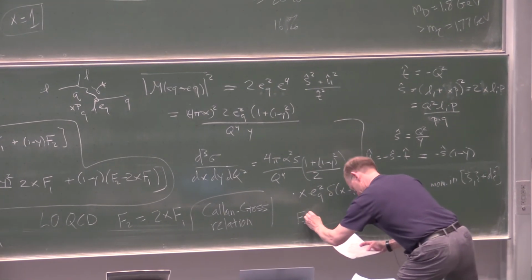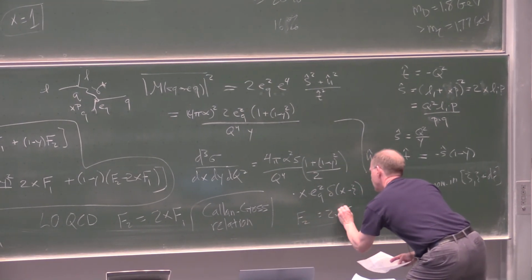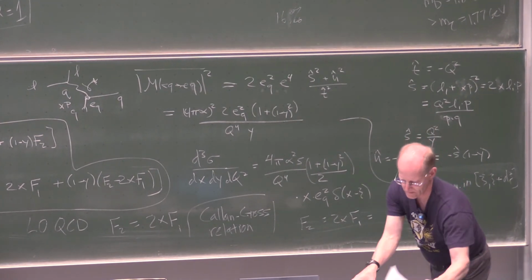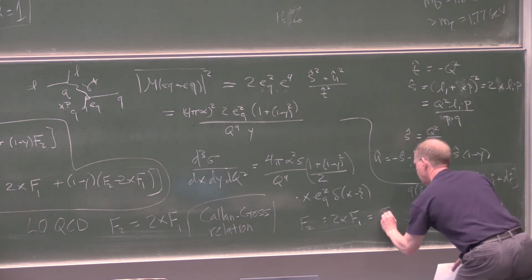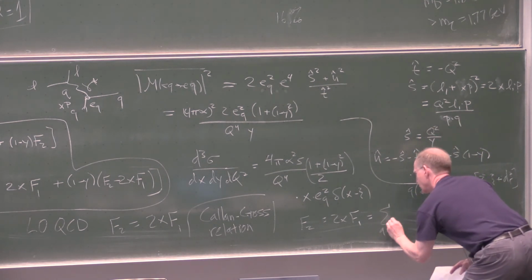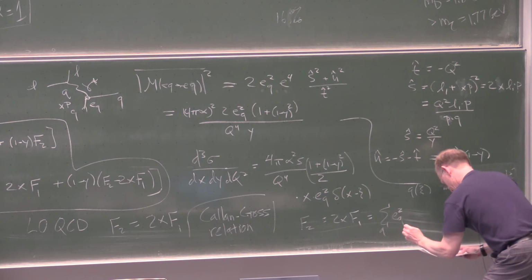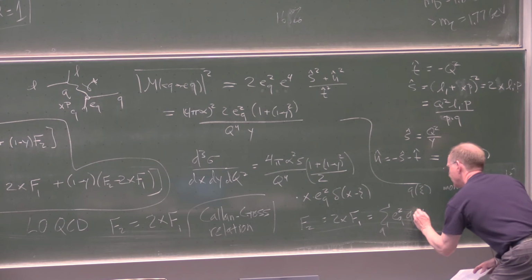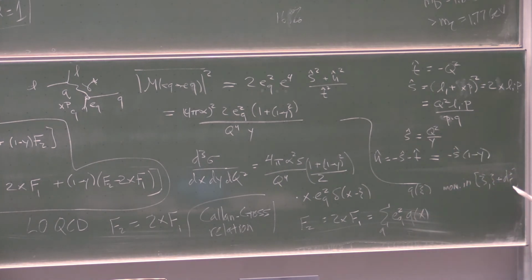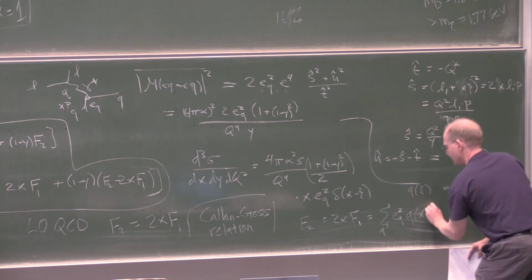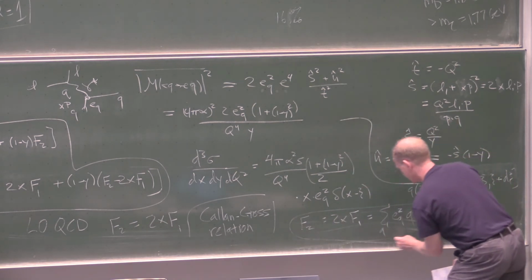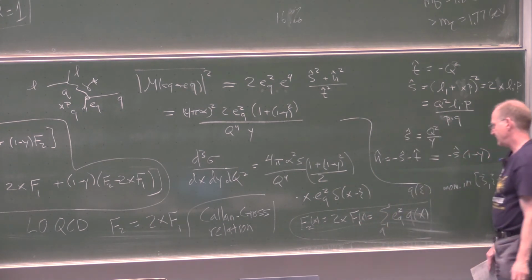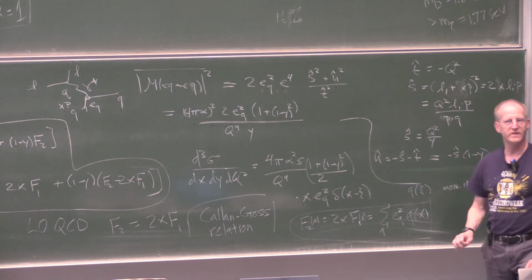F2 equals 2xF1 is equal to just the sum over the different quarks, eQ squared times Q of x. So this is the lowest order relation between the structure functions in deep inelastic scattering and the underlying parton distributions.